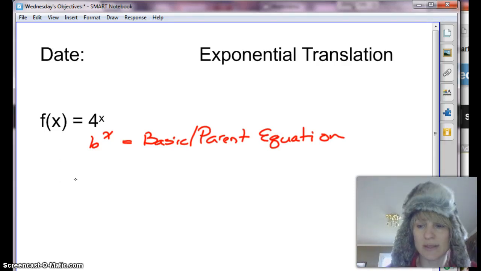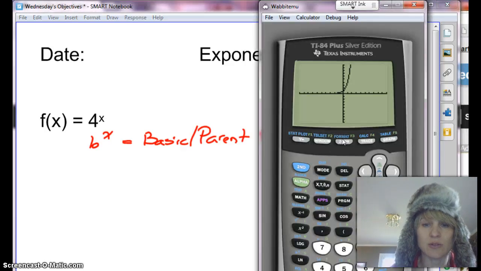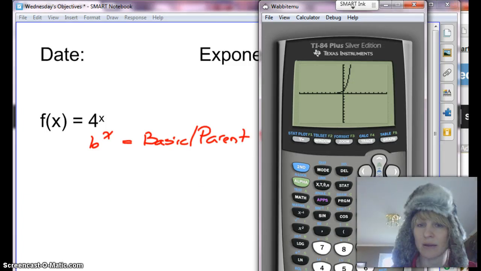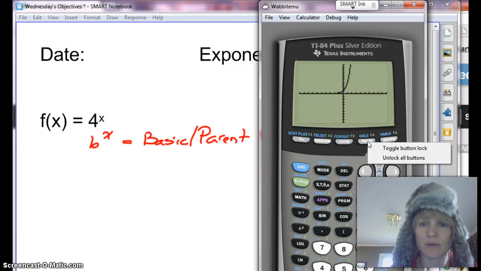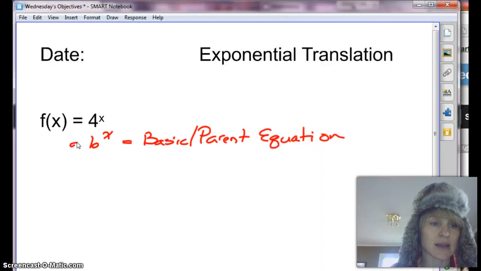So if I want it to go through, well, let's see if we look at it now. Right now, we hit our trace, and it's going to go through the 1 because over here, our A is 1, right? Because you don't see 1 there. Here, the y-intercept's 1. So if I want to change this to have a y-intercept of 3, I can take my parent equation and change that to a 3 times 4 to the x power.